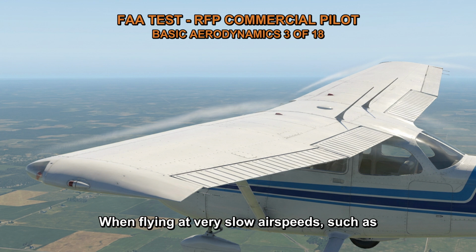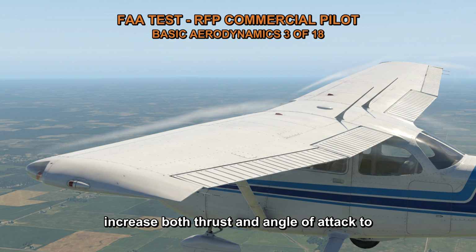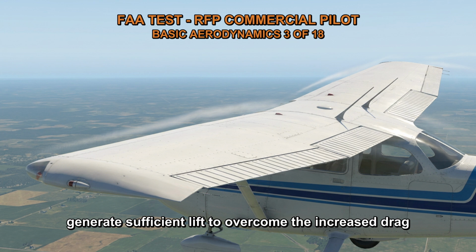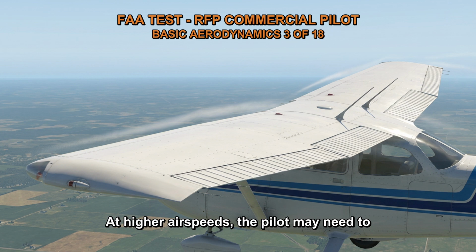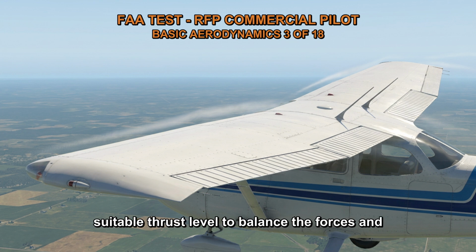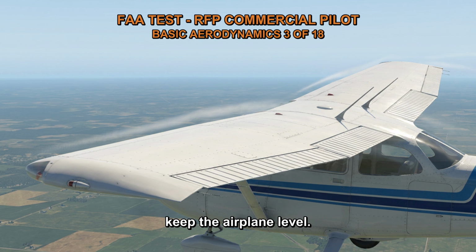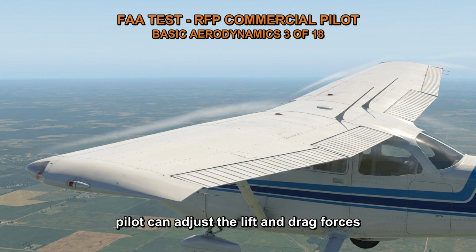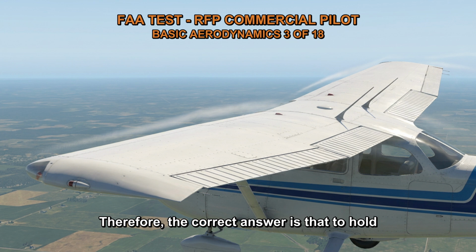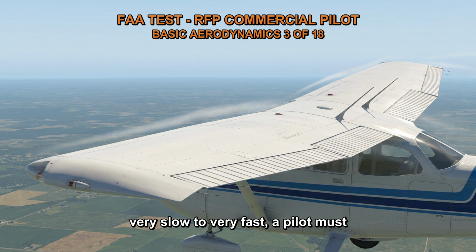To maintain level flight at different airspeeds, the pilot needs to adjust both thrust and angle of attack. When flying at very slow airspeeds, such as during takeoff or landing, the pilot needs to increase both thrust and angle of attack to generate sufficient lift to overcome the increased drag and maintain level flight. At higher airspeeds, the pilot may need to reduce the angle of attack while maintaining a suitable thrust level to balance the forces and keep the airplane level. By coordinating thrust and angle of attack, the pilot can adjust the lift and drag forces to hold the airplane in level flight at different airspeeds. Therefore, the correct answer is that to hold an airplane in level flight at airspeeds from very slow to very fast, a pilot must coordinate thrust and angle of attack.